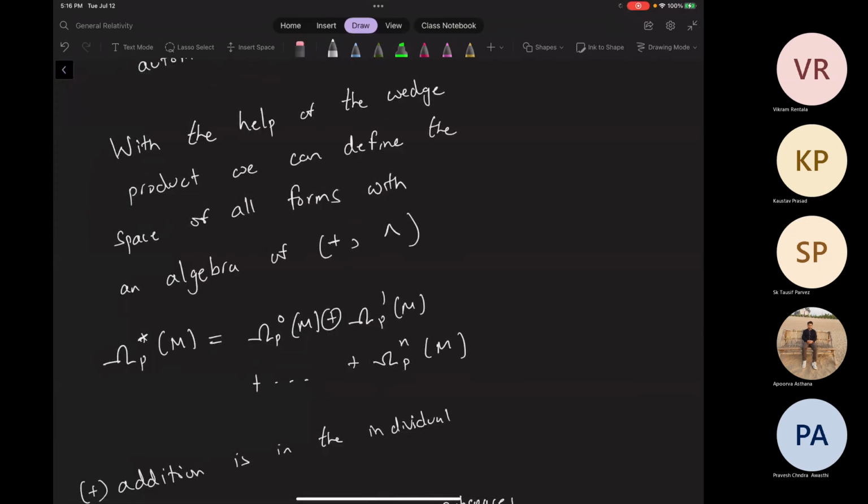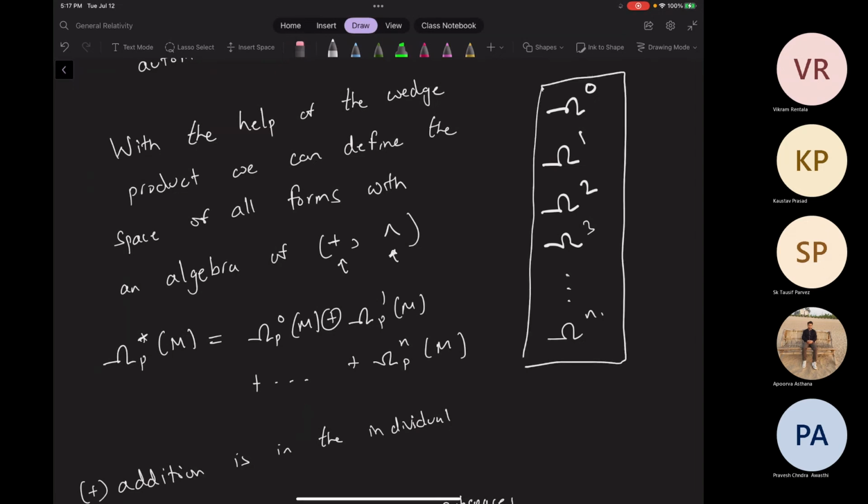Okay, now what you can do is we define these individual spaces, omega 0, omega 1, omega 2, omega 3, dot, dot, dot, all the way up to omega n, on the manifold. But now you can generalize this with the combination of these operations, plus and the wedge product. You can talk about a linear combination of all of these spaces. These are different vector spaces, and you can take a linear combination of all of them. The linear combination of all of them gives you the space of all forms on M.